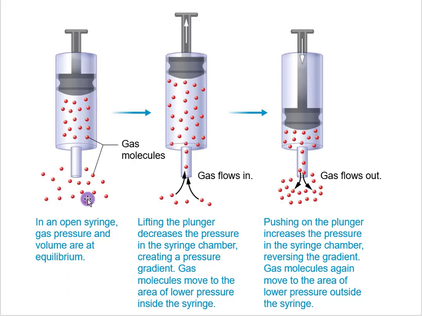But now what I'm going to do is open up this cap. There's a bunch of gas floating around. In an open syringe, gas pressure and volume are at equilibrium with the environment. So whatever the gas is in here, it's going to be the same pressure as the pressure out here. Okay? Now when I lift up the plunger, what do I do to pressure? You know what I do to pressure. We just showed you, right?